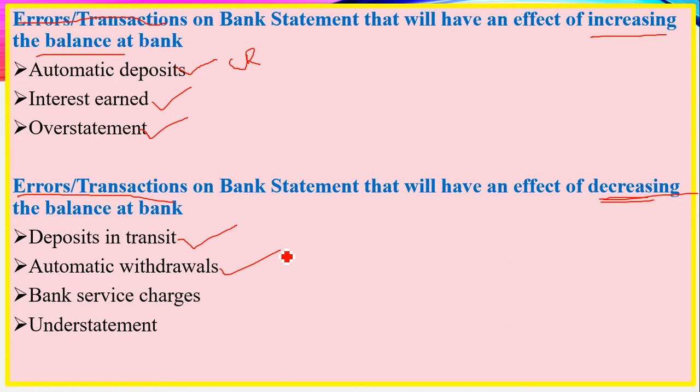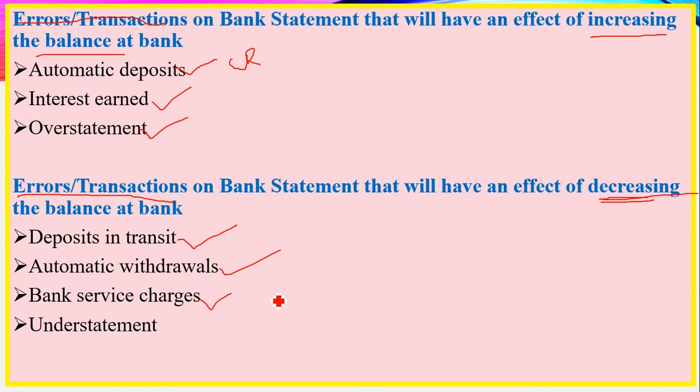Maybe you are paying a loan and the bank is deducting money from your account and paying the loan on your behalf. That is a standing order. In that particular case, they have deducted, but you're not aware. So when you are preparing your cash book, you'll not take into consideration the automatic withdrawal. The other thing is the bank service charges.